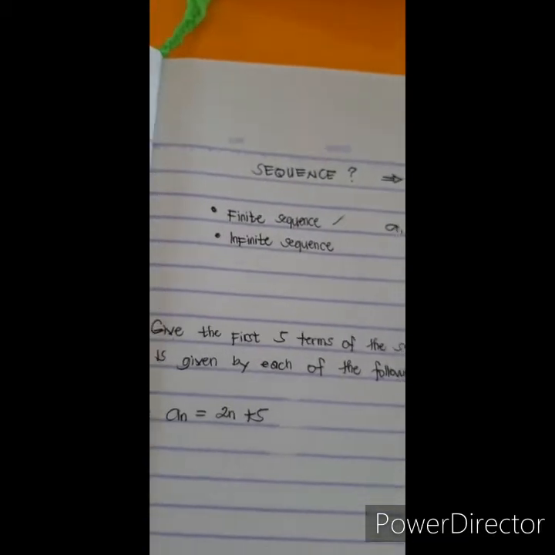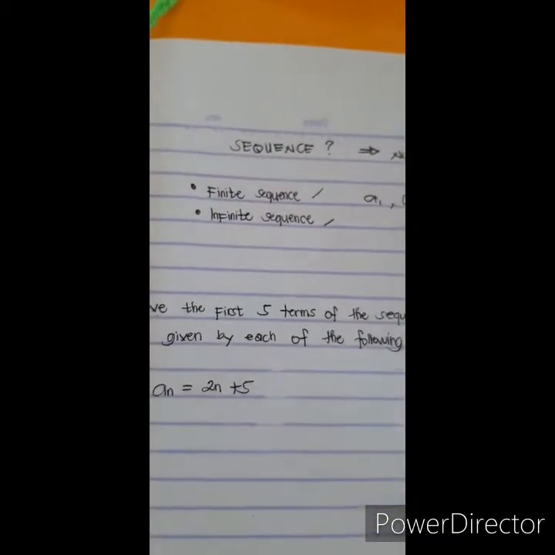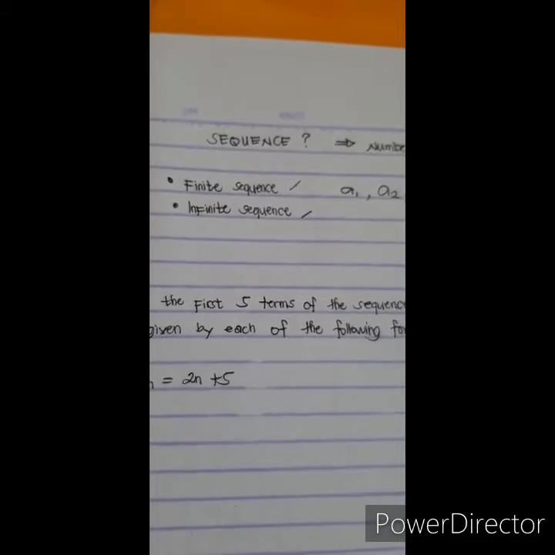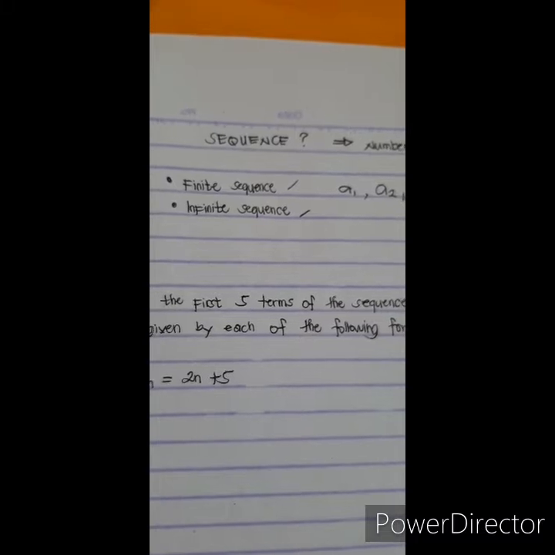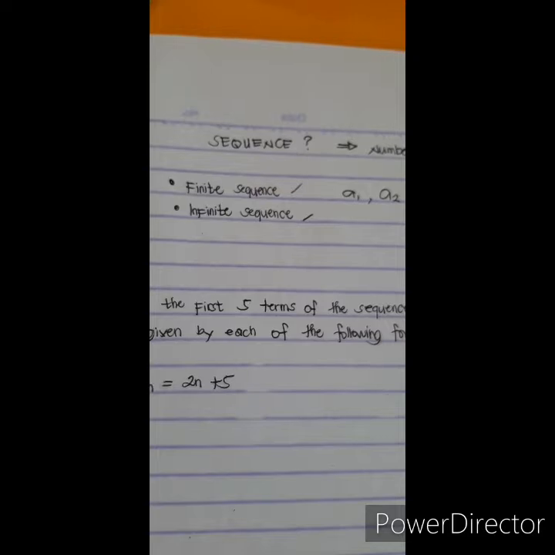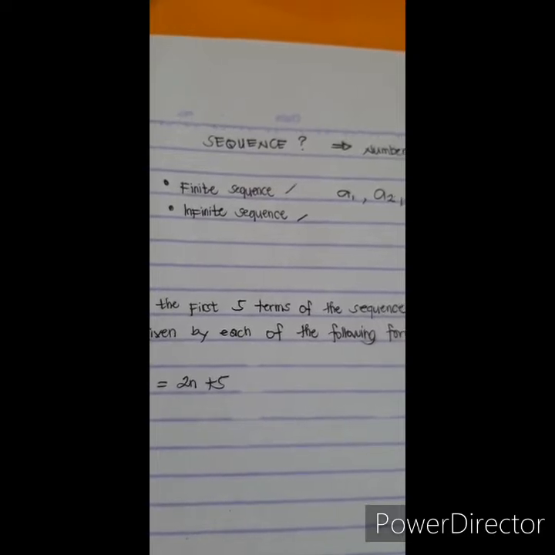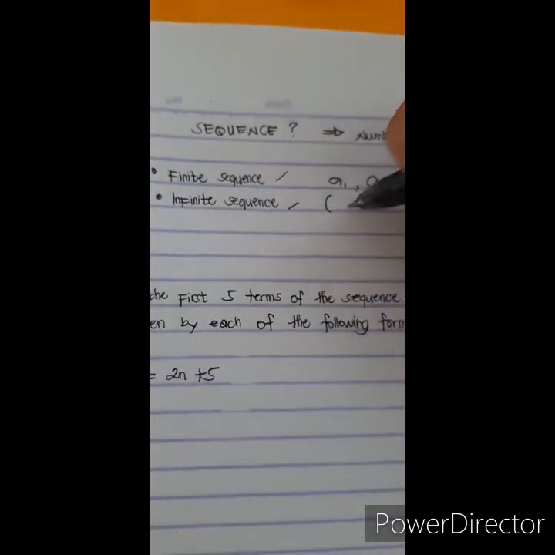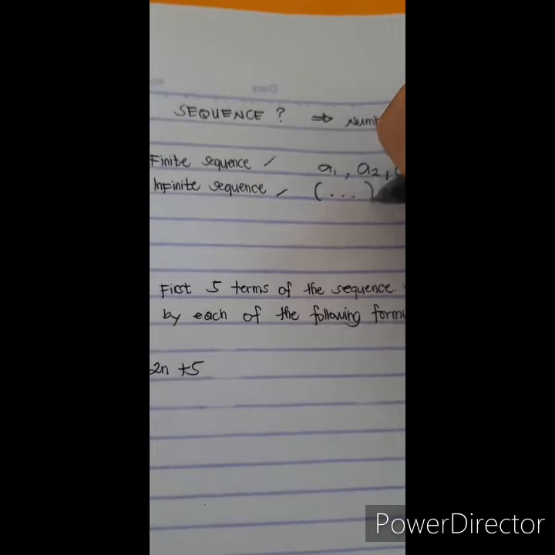Next one, we have infinite sequence. Infinite sequence is a sequence that has endless number of terms. It is also associated with the concept of infinity or forever. To indicate an infinite sequence, you may use ellipsis. Ellipsis is the symbol of 3 dots.